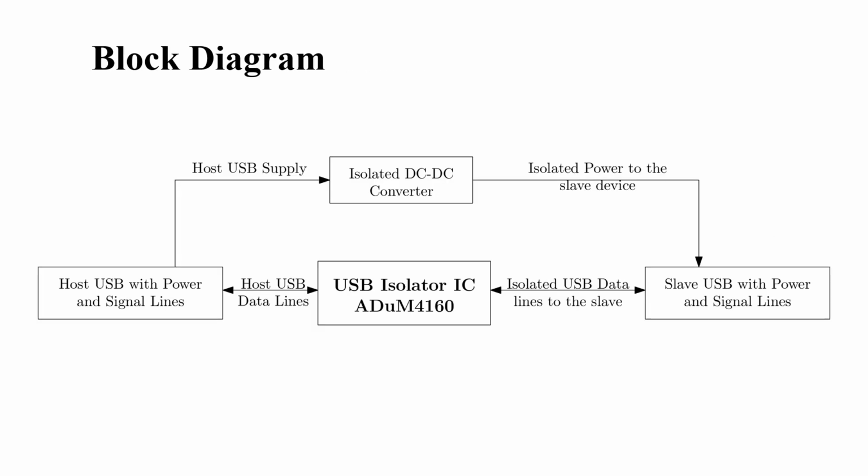This is the block diagram of the project. I have used the ADuM4160, which is a USB isolator IC from Analog Devices. On the host side, I have used a USB Type-A male connector to directly interface with the laptop or PC. The power supply from the USB Type-A male connector, from the host side, is directly connected to the isolated DC-DC converter, which converts 5V to an isolated 5V and gives it to the peripheral side USB Type-A connector. The USB communication lines from the host are directly connected to the ADuM4160, and the output USB communication lines are directly connected to the slave USB with power and signal lines.